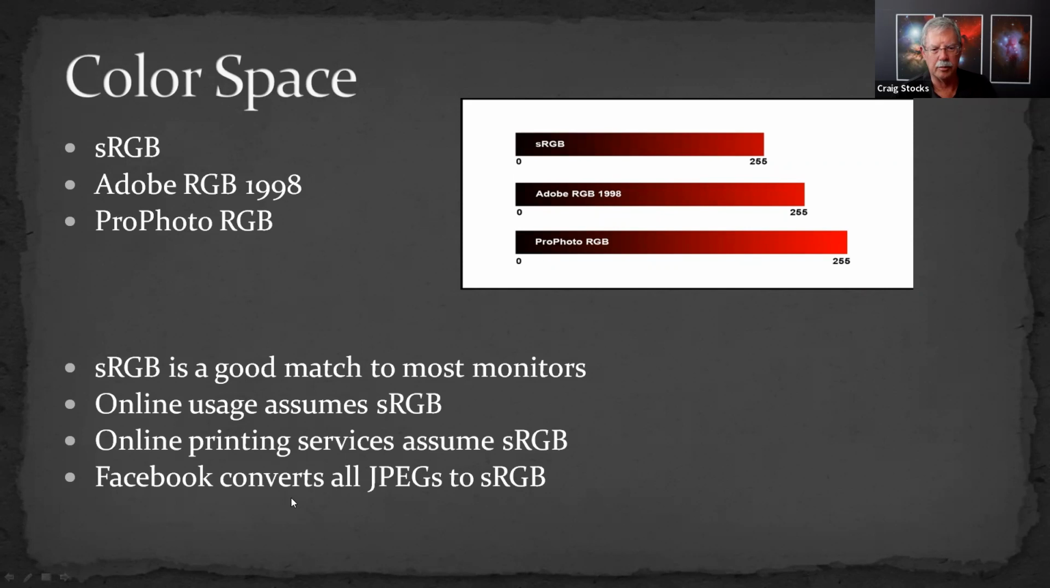For instance, if you upload almost any image to Facebook, it will convert it into their proprietary version of sRGB. They used to use sRGB, now they use kind of their own proprietary version. Online printing services will either require or in some cases assume that a picture you send them is sRGB. And if you send them a photo that's in one of these other color spaces and they assume the numbers in there are sRGB, you're going to get wonky colors.